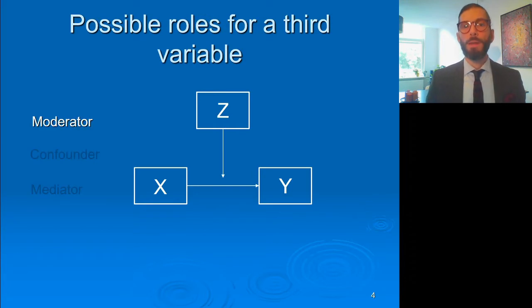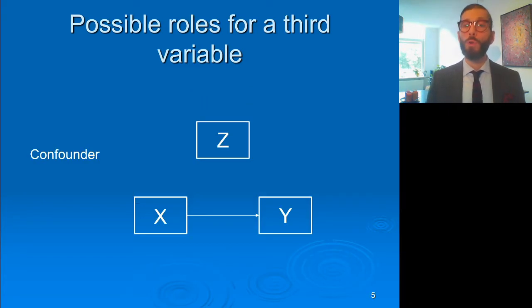So, imagine that we have predictor X and outcome Y, and we introduce a third variable Z. If that third variable Z plays a role as a moderator, then we say that Z affects the relationship between X and Y, and this is the topic of next week.